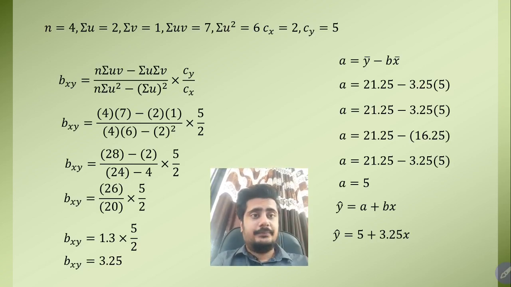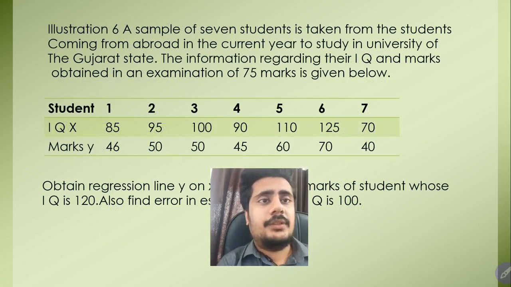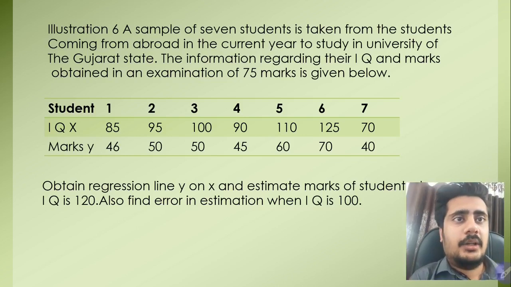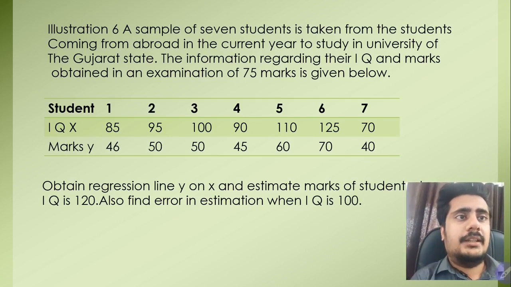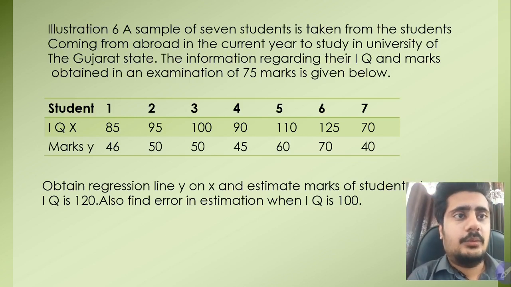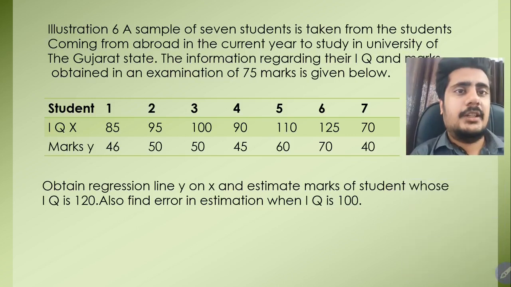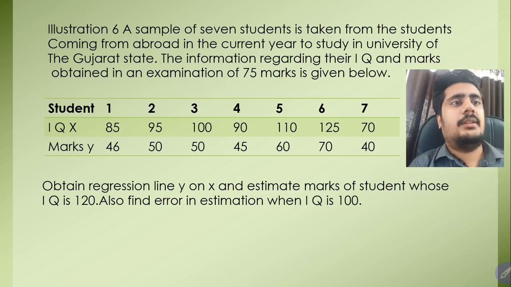So now let's do the next sum. Illustration number 6. A sample of 7 students is taken from the students coming from abroad in the current year to study in the University of Gujarat State. The information regarding their IQ and marks obtained in an examination of 75 marks is given below. Students 1 to 7, IQ is 85, 95, 100, 90, 110, and marks is 46, 50, 50, 45, 60, 70, 40. Obtain the regression line y on x and estimate the marks whose IQ is 120. Also find the error in estimation when IQ is 100.